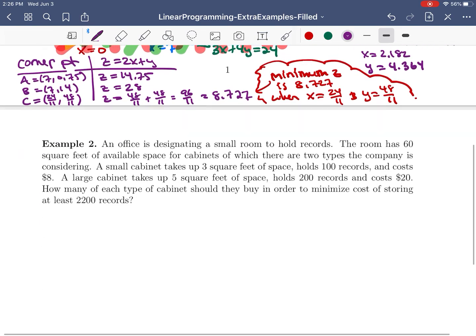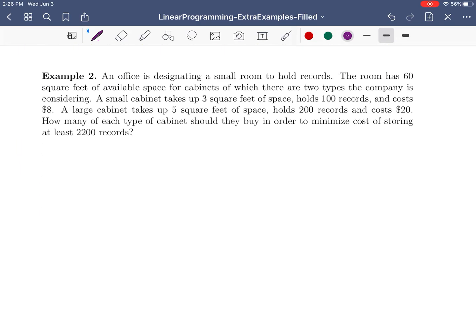Okay, let's try a word problem. An office is designating a small room to hold records. The room has 60 square feet available for cabinets, and there are two types the company is considering. There's a small one that takes up 3 square feet of space, holds 100 records, and costs $8. There's a large one that takes up 5 square feet, holds 200 records, and costs $20. How many of each type should they buy in order to minimize the cost?